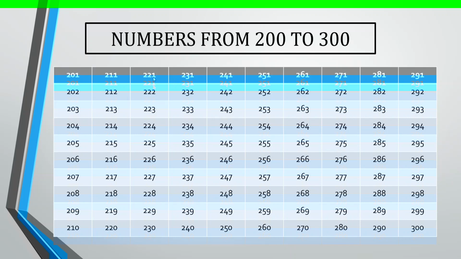Next, count the numbers from 221 to 230. 221, 222, 223, 224, 225, 226, 227, 228, 229, 230. After that, you have to count the numbers from 231 to 240.